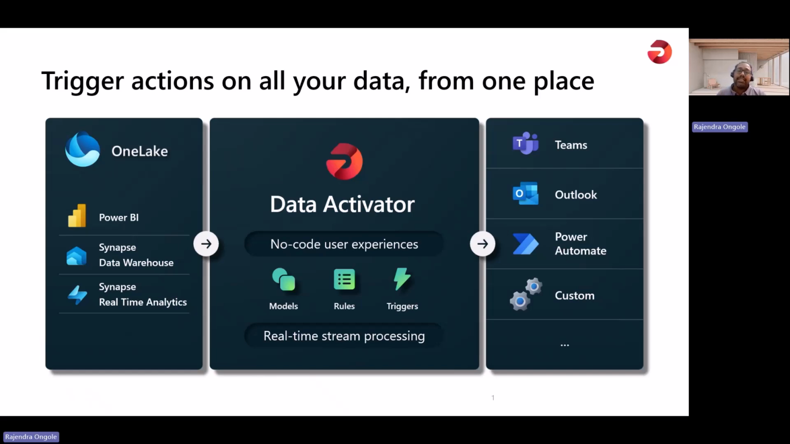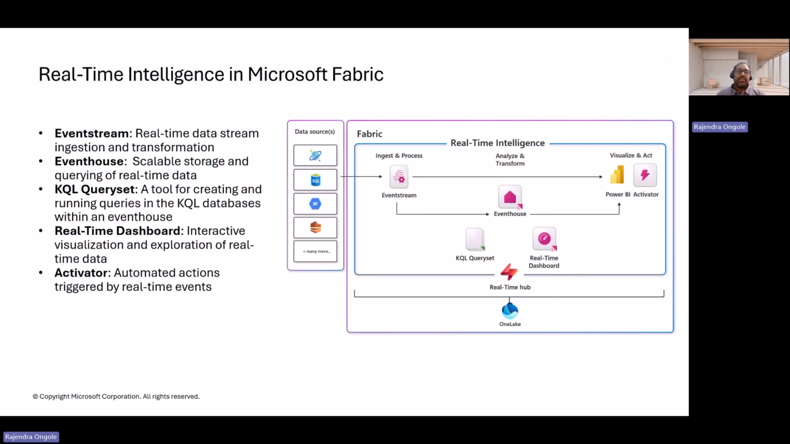Earlier, we would call it setting an alert notification, and we will set it up. Once we set it up, we can also configure it with a Teams message, or via Outlook email and Power Automate, as well as custom automations. So how does it look? It's a quick glimpse here of the real-time intelligence part.